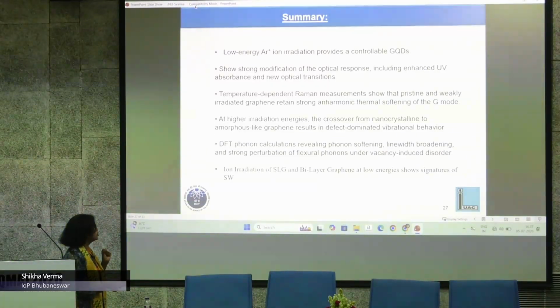Under vacancy induced disorder, this work is being done at various vacancy concentrations and temperatures. And ion irradiation of SLG and bilayer graphene at low energy shows signatures of Stone-Wales defects.